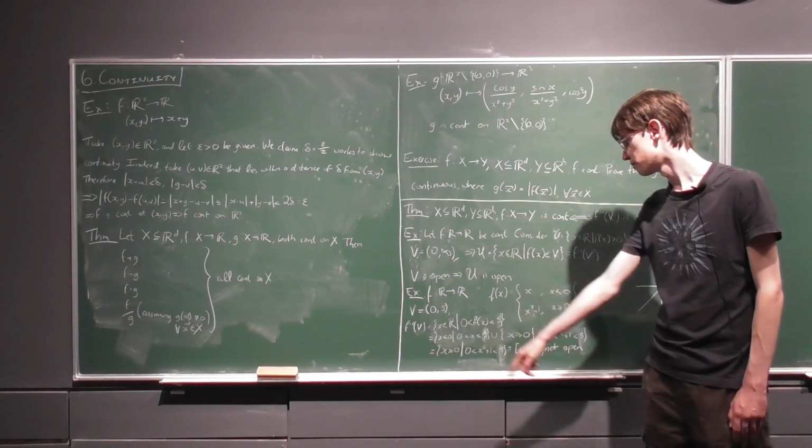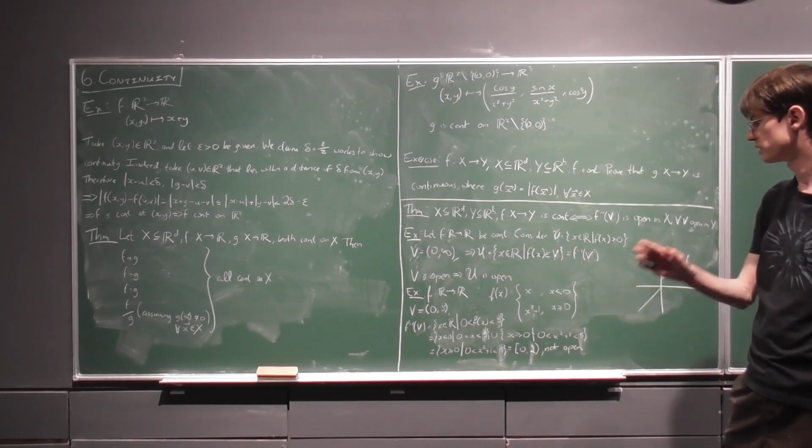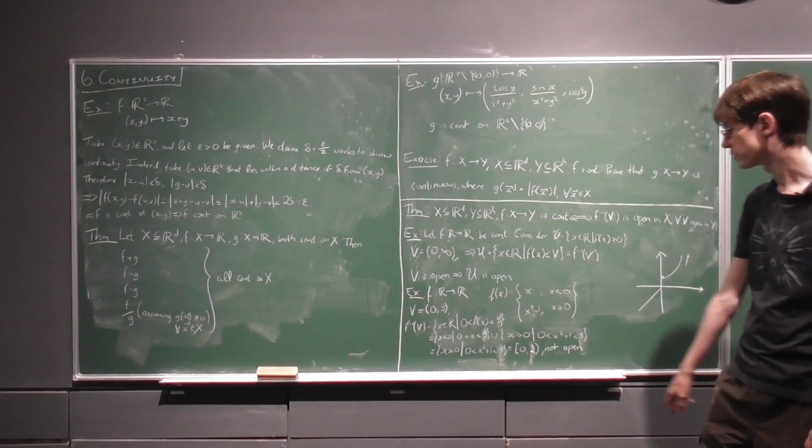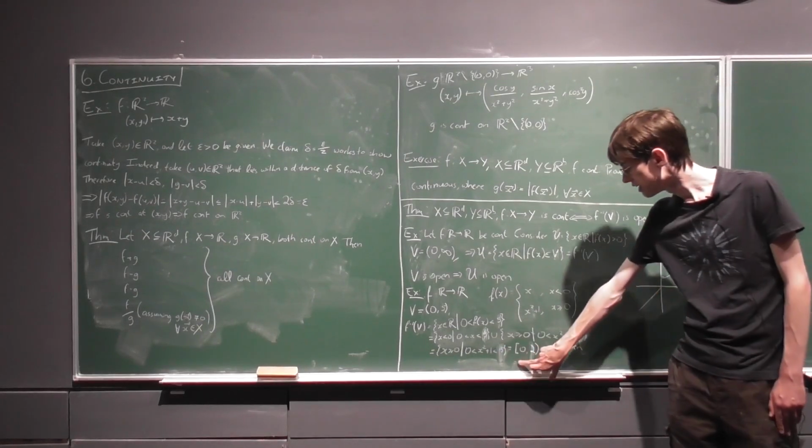So x is positive and x squared plus 1 strictly lies between 0 and 5. And you can simplify that a bit and you'll find that the only answers to that lie in here.